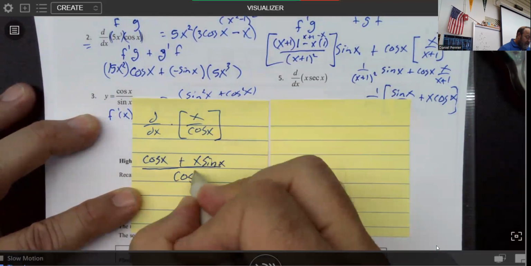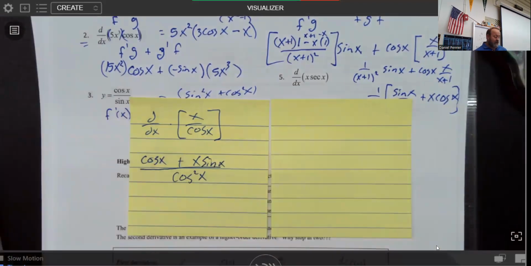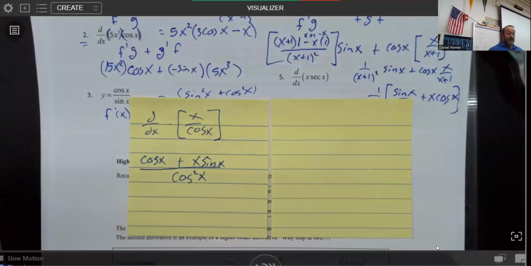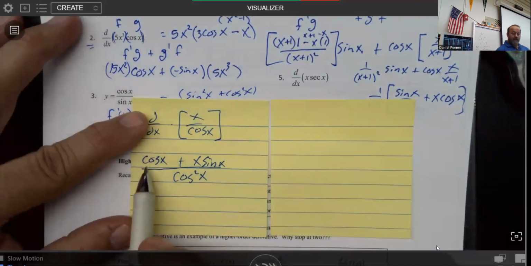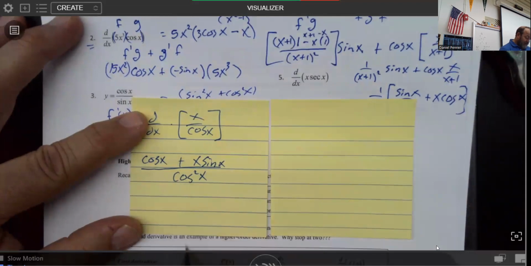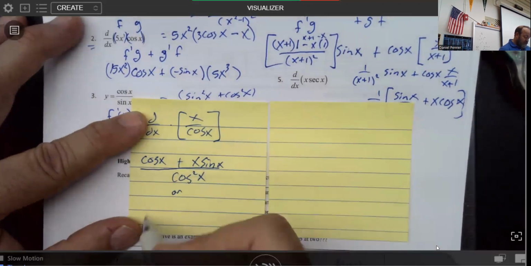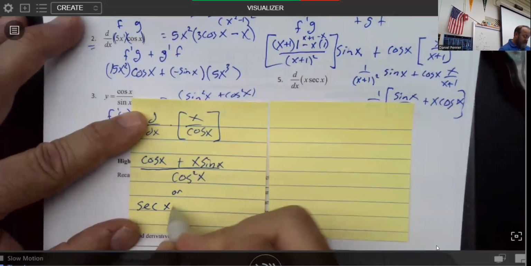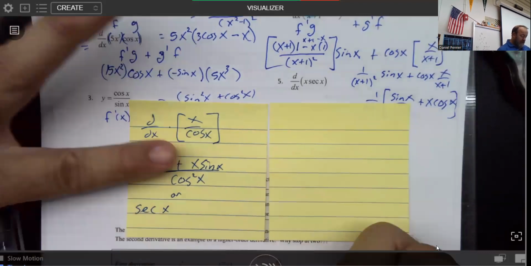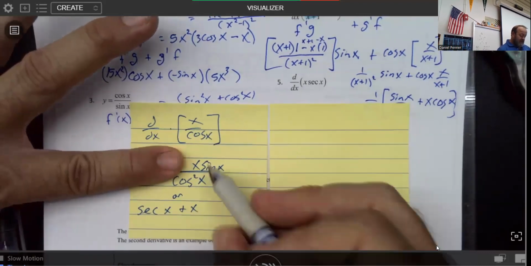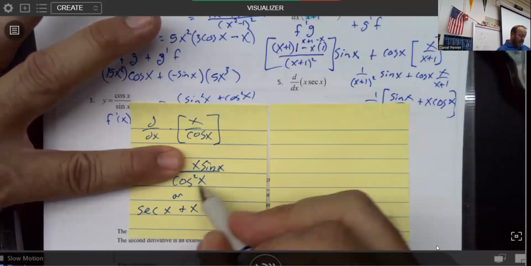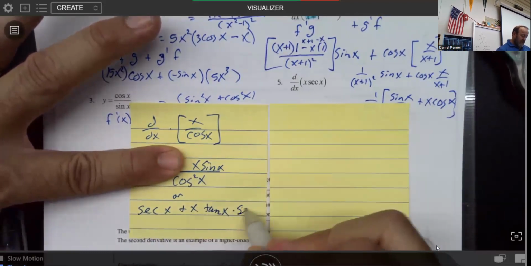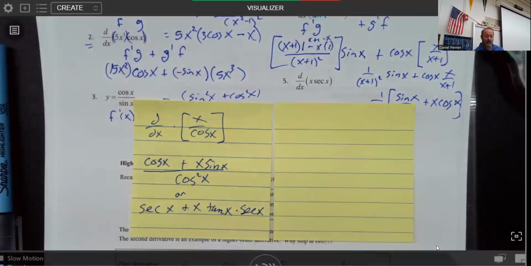We got it. Now, if we wanted to, we could leave it like this because I really don't see anything particularly wrong with it. But again, a cosine over a cosine squared would be 1 over the cosine, which this particular piece would be a secant. And then if you look at it this way, a sine over a cosine is a tangent, and 1 over the cosine is a secant. And so we could write it that way.